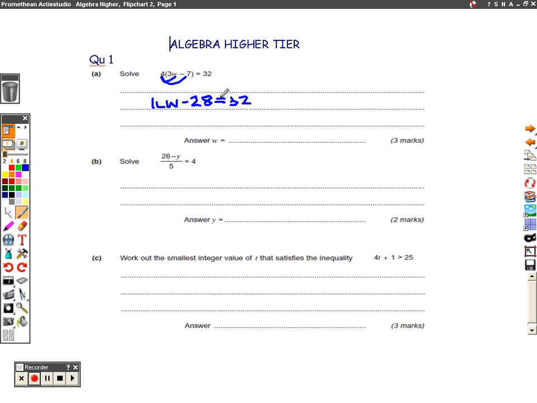Put your line down, bring your minus 28 across, which becomes plus 28. 12w is going to be equal to 60. In which case then bring your 12 across, divide 12 to give you w is equal to 5.